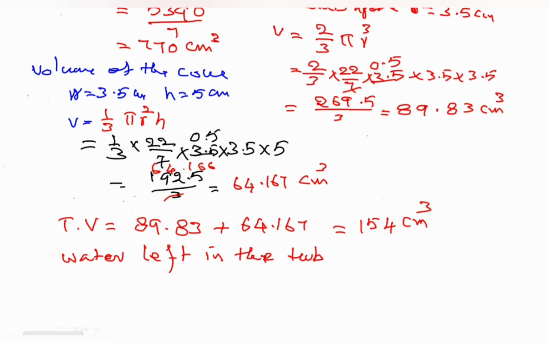Then because the water is full in the tub, the water left from the tub is equal to 770 centimeter cube of water, and the item replaced in the water is 154 centimeter cube. Then the left water is equal to 616 centimeter cube. This water is left in the tub now.